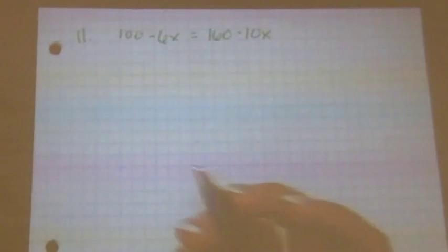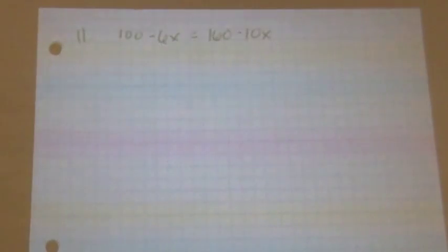Number 11 isn't asking us to solve it. It's asking us to write a real-world situation that can be modeled by the equation. So the equation they give us is 100 minus 6x equals 160 minus 10x. So I'm not trying to solve anything here. I'm just trying to give an example of a situation where that could be possible.